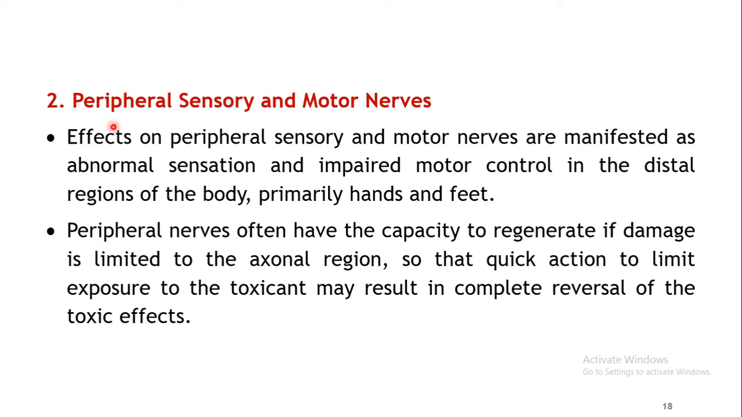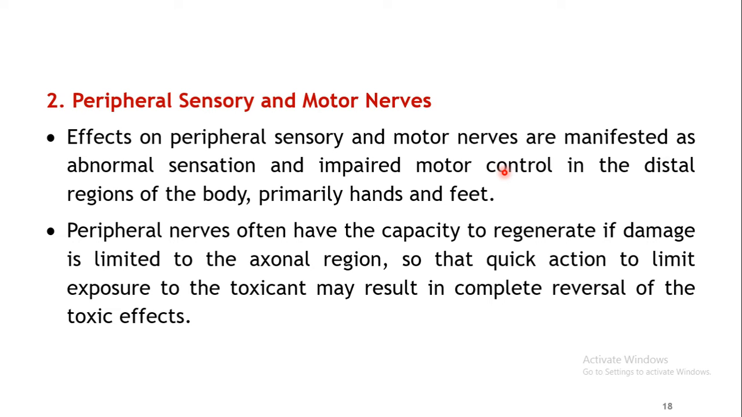Then the next type of toxic effect is on the peripheral sensory and the motor neurons. So in the peripheral nervous system, the sensory and the motor neurons may also get affected. When sensory neurons are affected, there will be abnormal sensation, or there may be impaired motor control, mainly in the distal region, say the fingers, where control may be lost. Specifically in the hands and the feet.